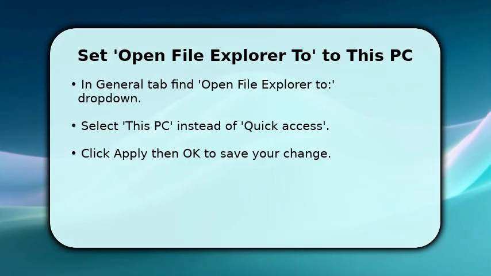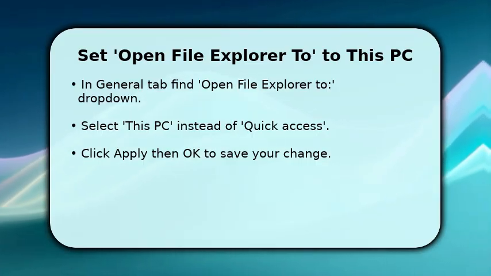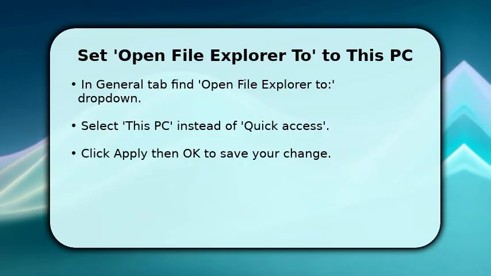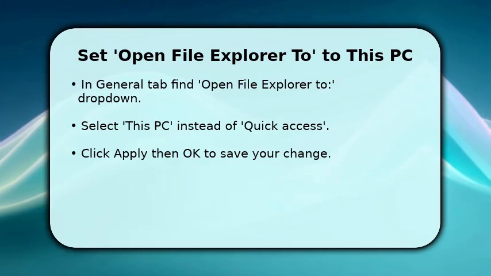Now you'll change the actual default. In the General tab, locate the drop-down labeled Open File Explorer to and select This PC. This forces File Explorer to open to your drives and folders instead of showing pinned or recent items.